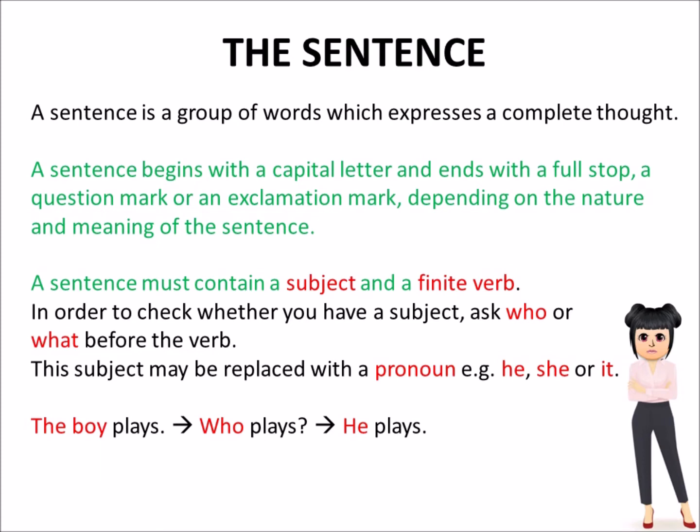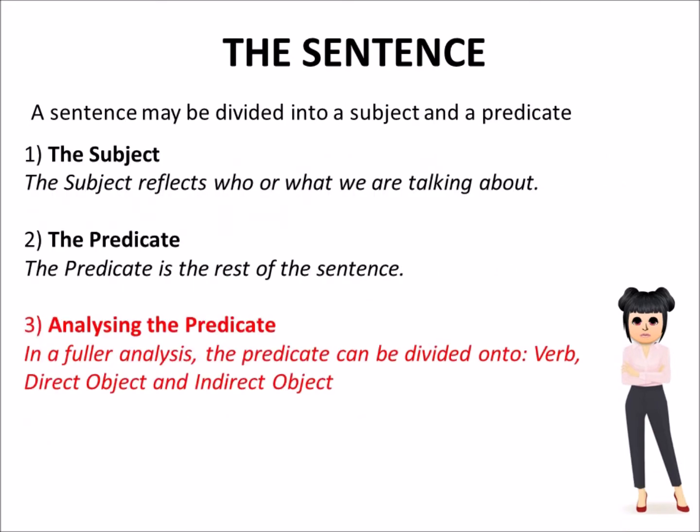In order to check whether you have a subject, ask who or what before the verb. This subject may be replaced with a pronoun, for example he, she or it. The boy plays. Who plays? He plays. A sentence may be divided into a subject and a predicate.